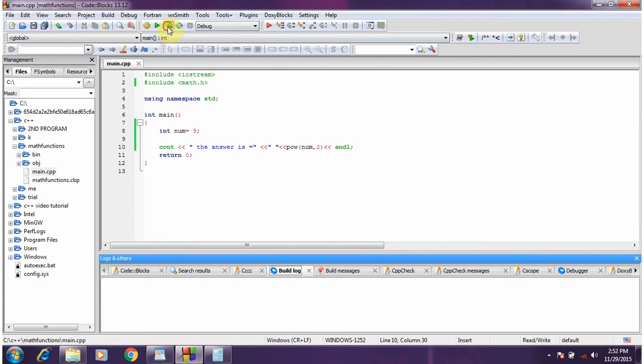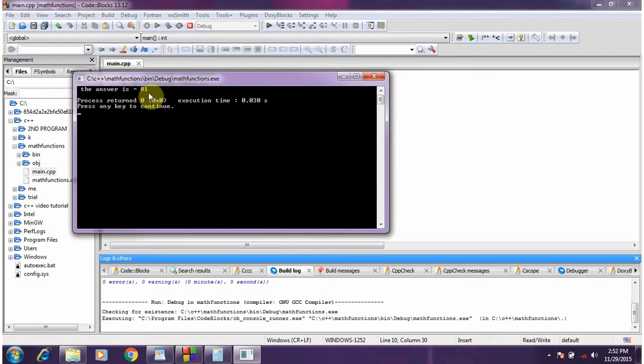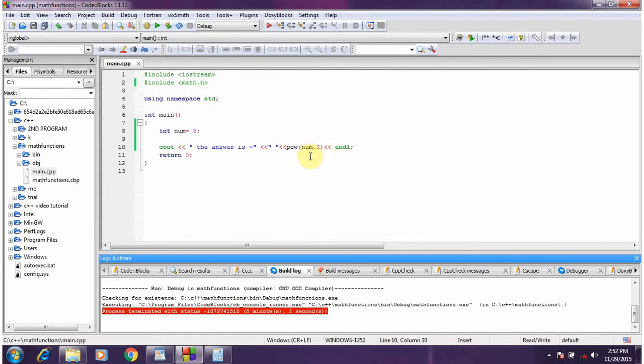Okay, the answer is equal to 81, like this, right? So that's how you write power. If you want to put power 3, you can just change it and put 3 up in this part. This is a function which takes in 2 variables. So I wrote 2 variables.